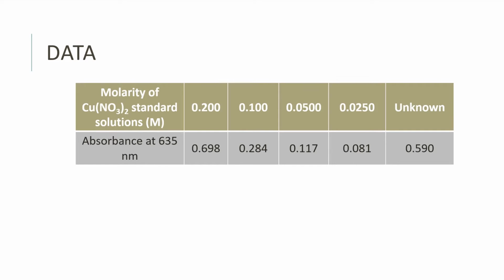Data. In this data, you can see the recorded absorbances of the 5 solutions along with their corresponding molarities. As you can see, the absorbance has become greater as the concentration of the copper ions increases, because the copper ions produce a blue color. So when there is a greater concentration of copper ions, the absorbance will be greater.